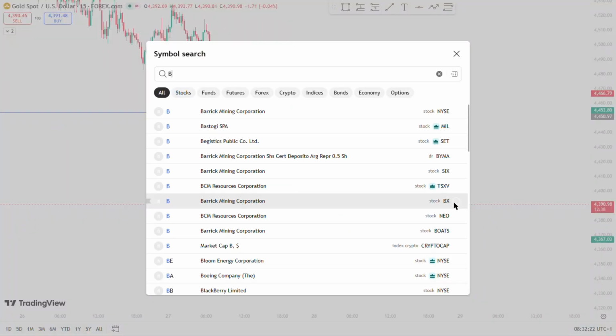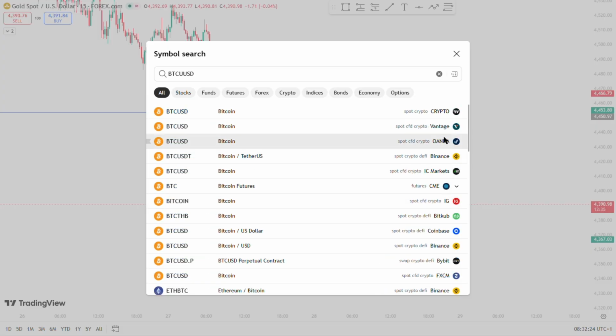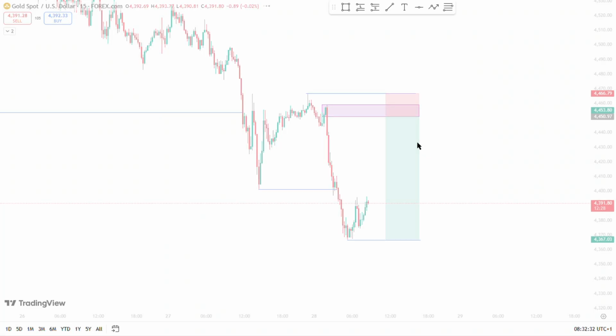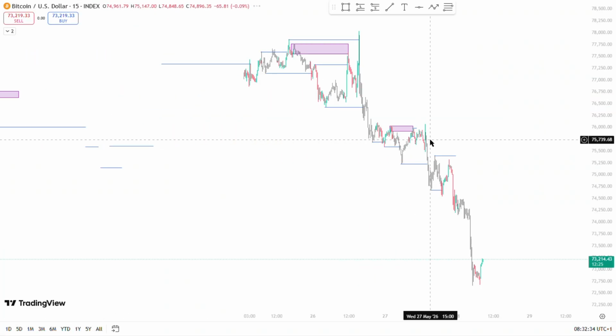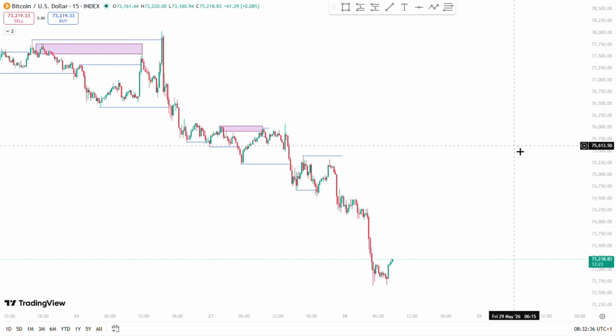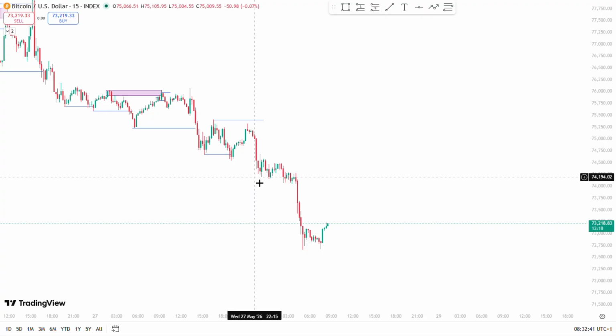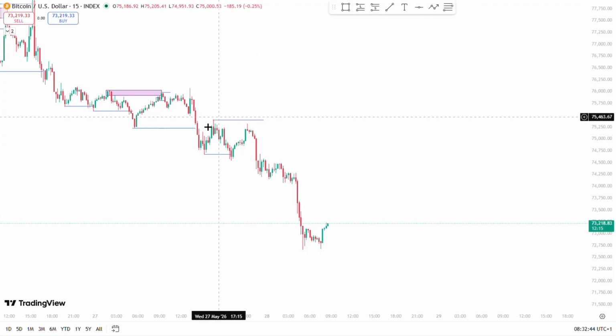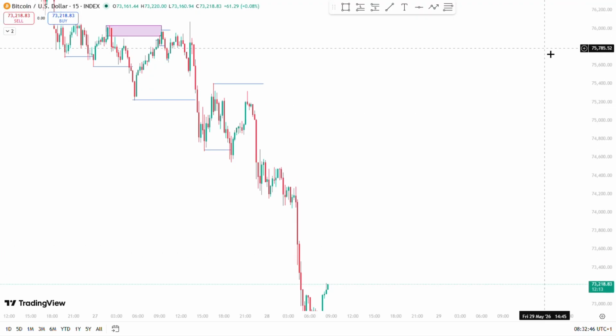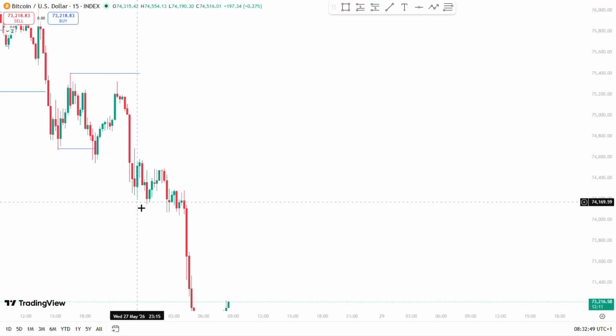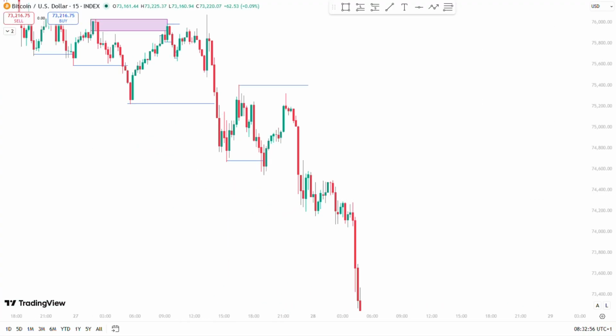Then for crypto traders, let's check BTC. So BTCUSD has been strongly bearish, right? So let's see if we've gotten a valid pullback. Let's see, because this was formerly our. So let's see if this pullback was valid. Let's see. No, this pullback was not valid.